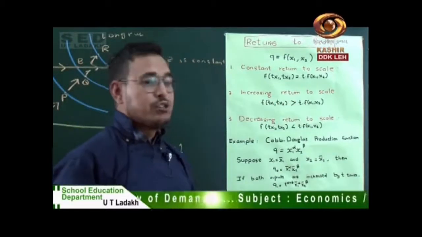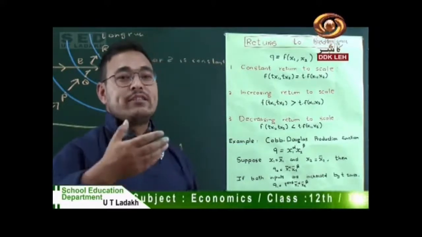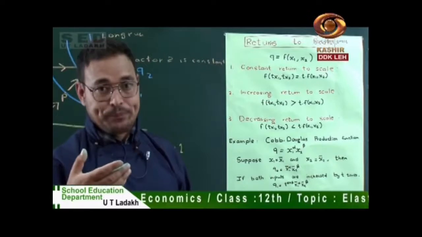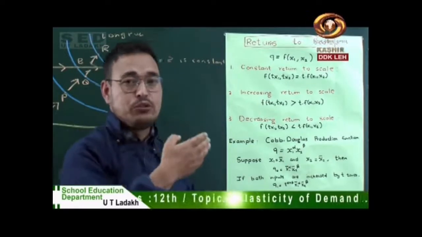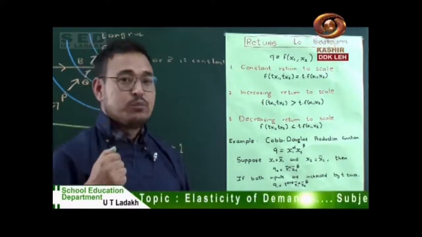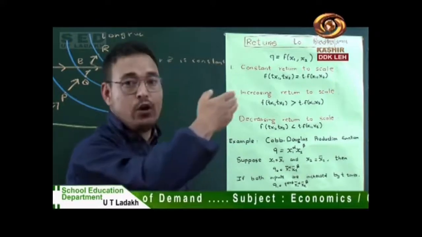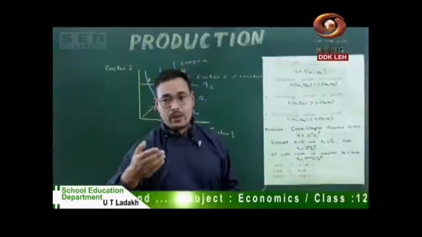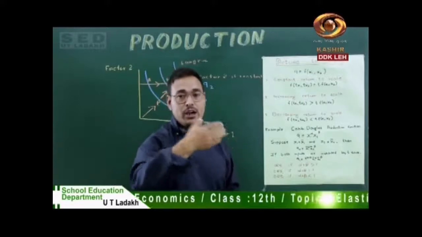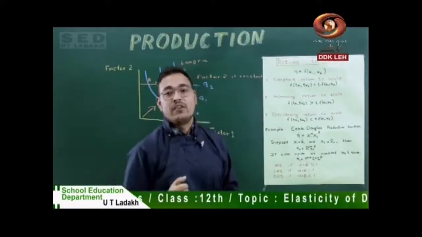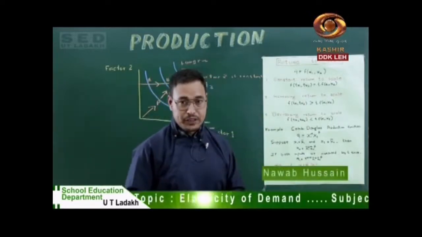Under increasing return to scale, if I double my input, my output will increase by a much larger amount. Say initially your input x1 is 2, x2 is 2, and your output is 10. Now you have increased x1 to 4 and x2 to 4. That means both your inputs are doubled, but your output will be say 50. So that will be the case of increasing return to scale.